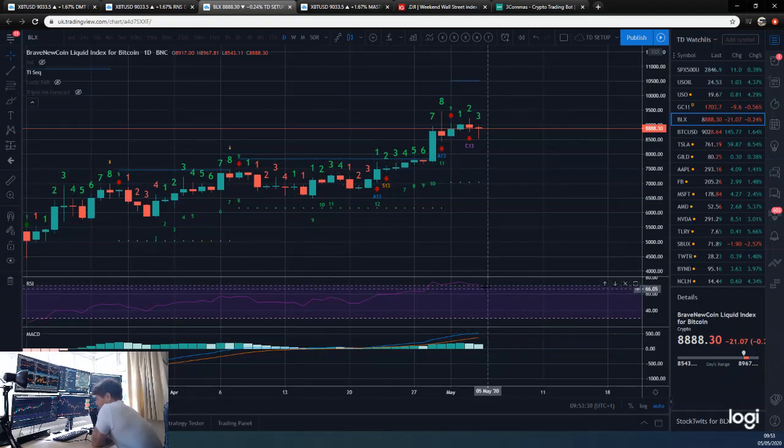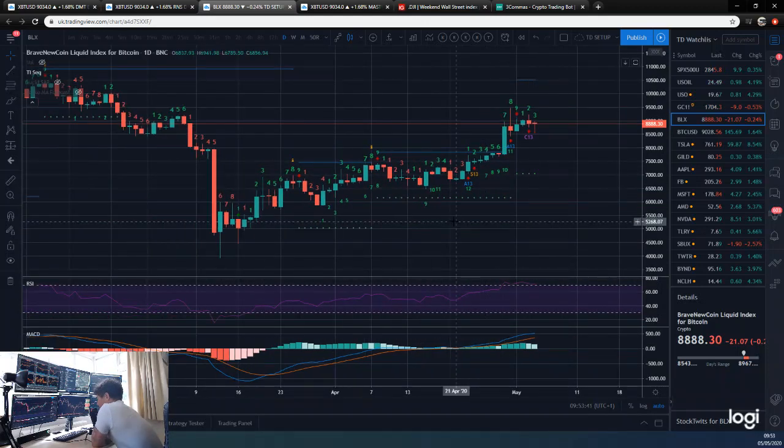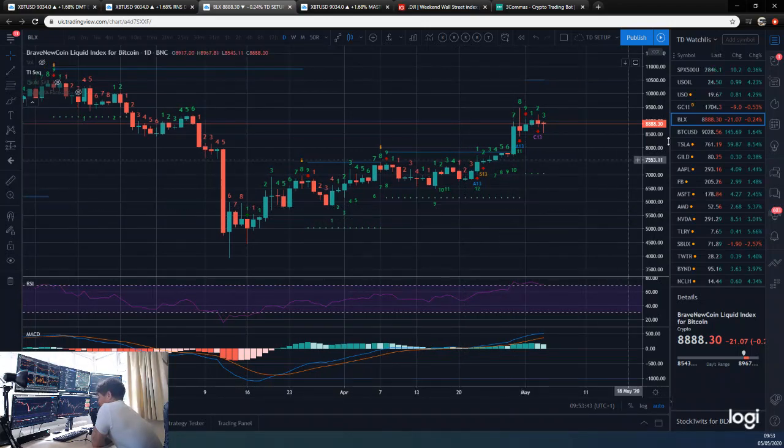RSI very toppy here, starting to come down. MACD, it's still positive, but it's looking like it could start to turn, so that's definitely one to keep an eye on. Just to save this video going on for too long.